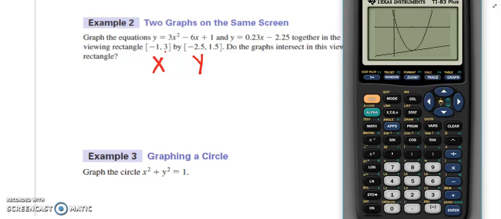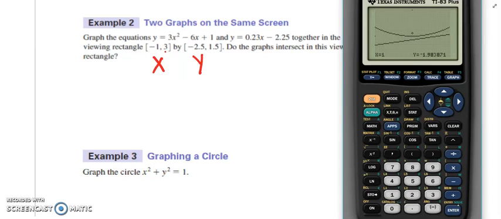But the answer here is yes, they do, but that's why it's important to find an appropriate window, because if we zoom in, they still look like they intersect. Zoom in one more time. And they don't. So it's important that you check that out and zoom in as far as possible and get an appropriate viewing rectangle, because sometimes the graph can be deceiving.